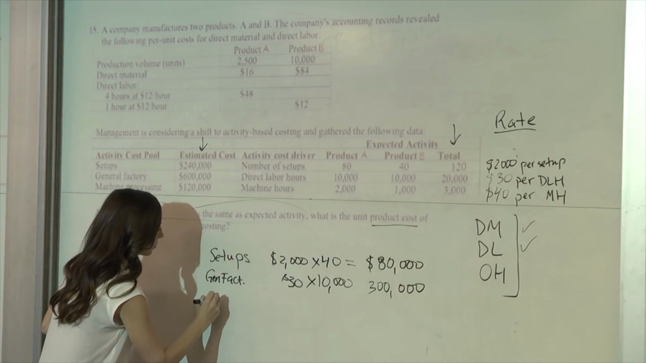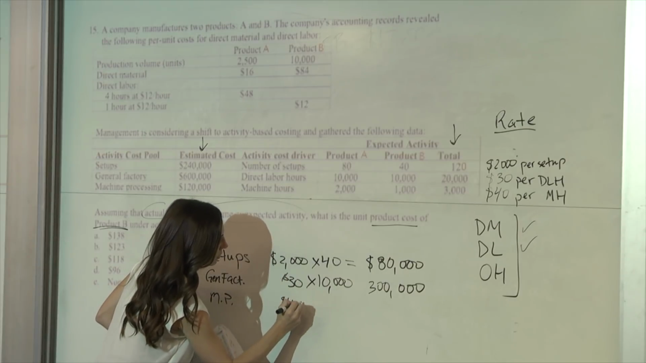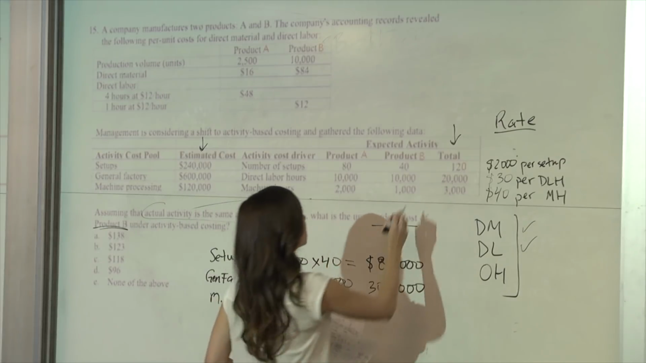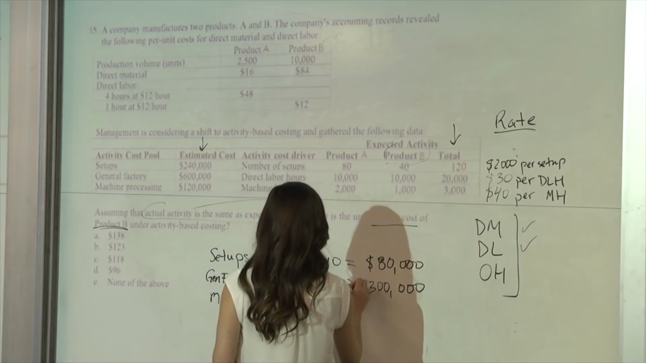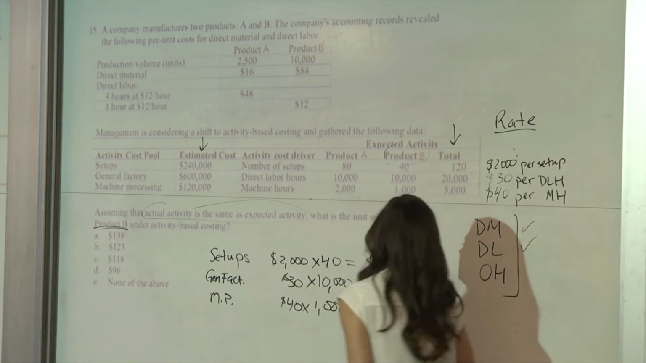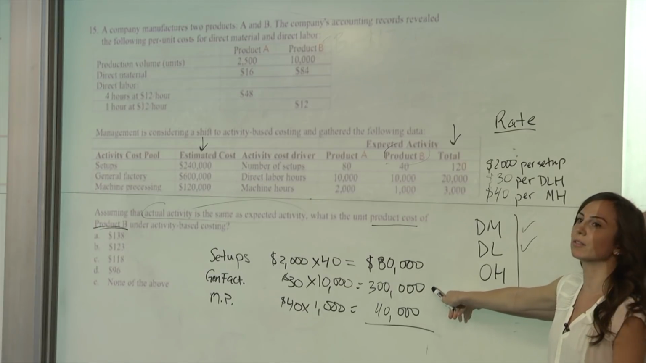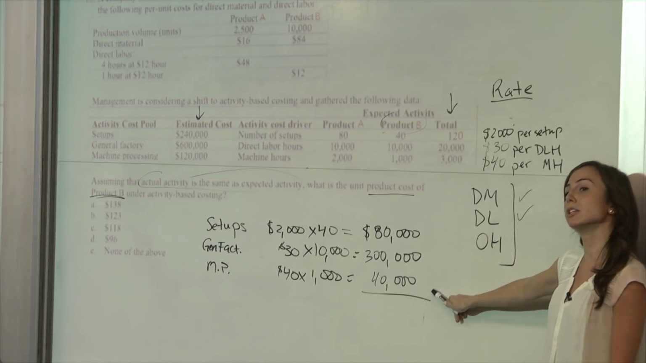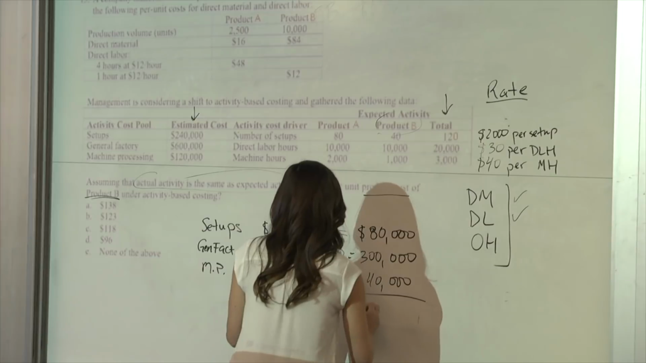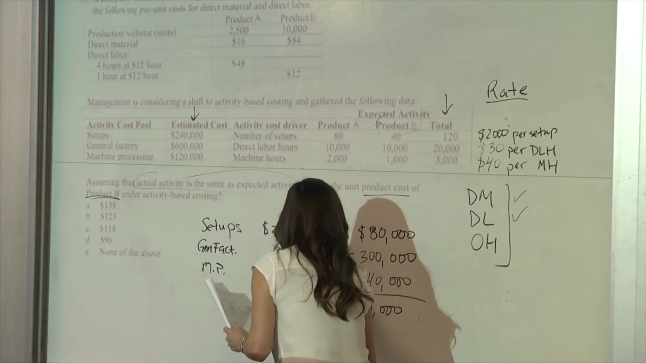And then finally, machine processing, $40 times 1,000. So focusing on product B. Okay. This is the applied overhead for the setup cost pool. This is the applied overhead for the general factory cost pool. And this is the applied overhead for the machine processing cost pool. We have to add them up to get the total applied overhead. Okay, so we will get 420,000 as our total.